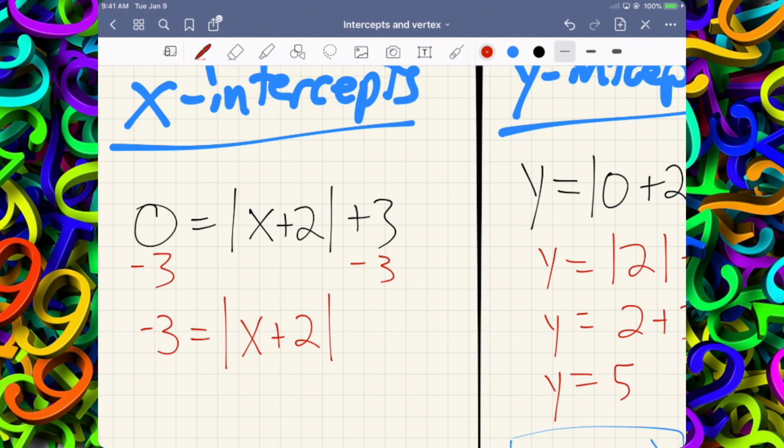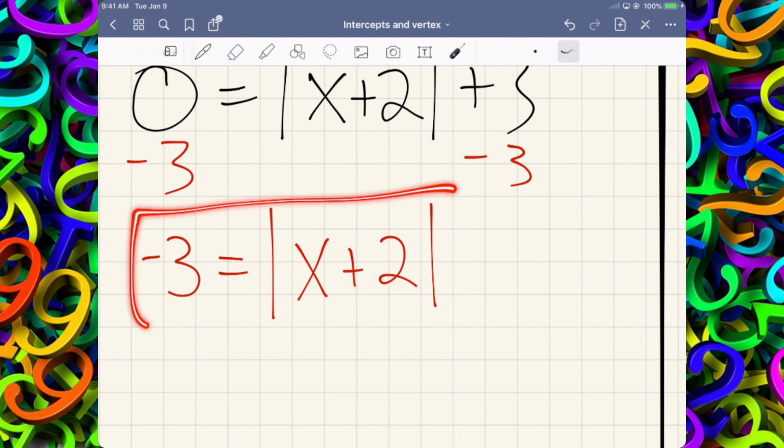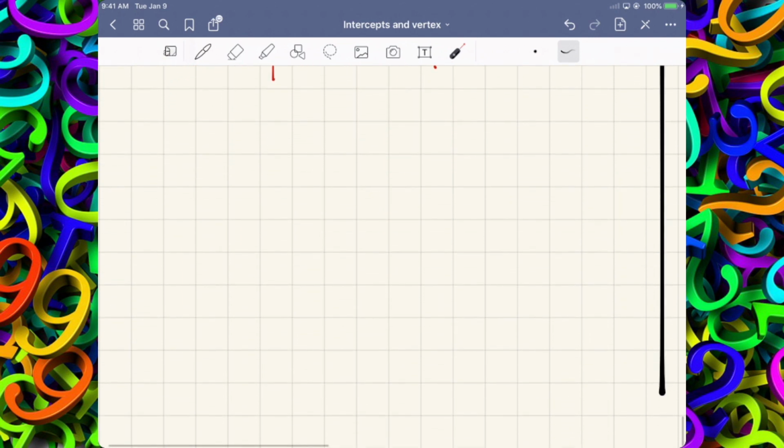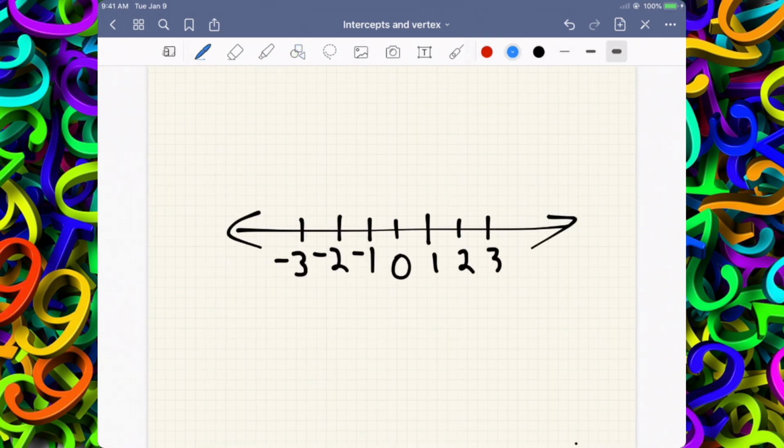And now we've run into a problem. Take a close look at this equation. Can you spot the issue? First, let's remind ourselves what an absolute value represents. For example, the absolute value of 3 represents the distance that 3 is from 0 on the number line. And we can count 1, 2, 3. The number 3 is 3 away from 0 on the number line.